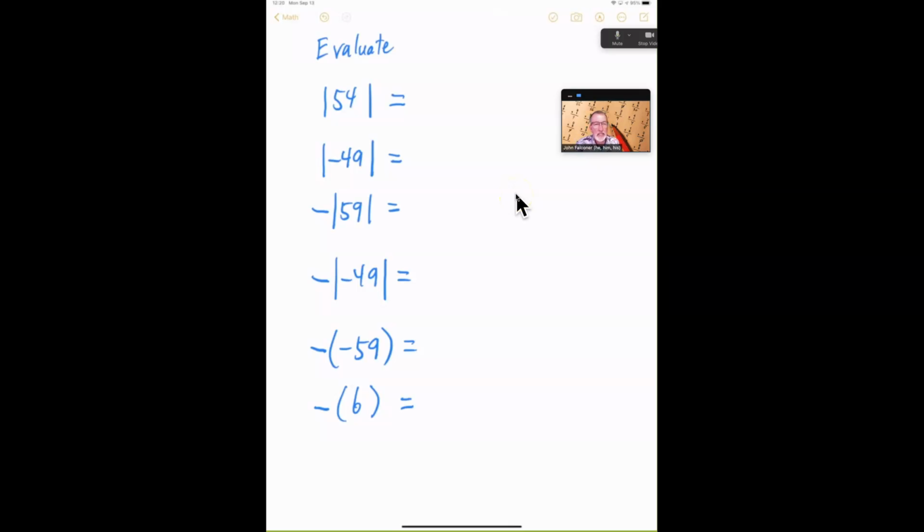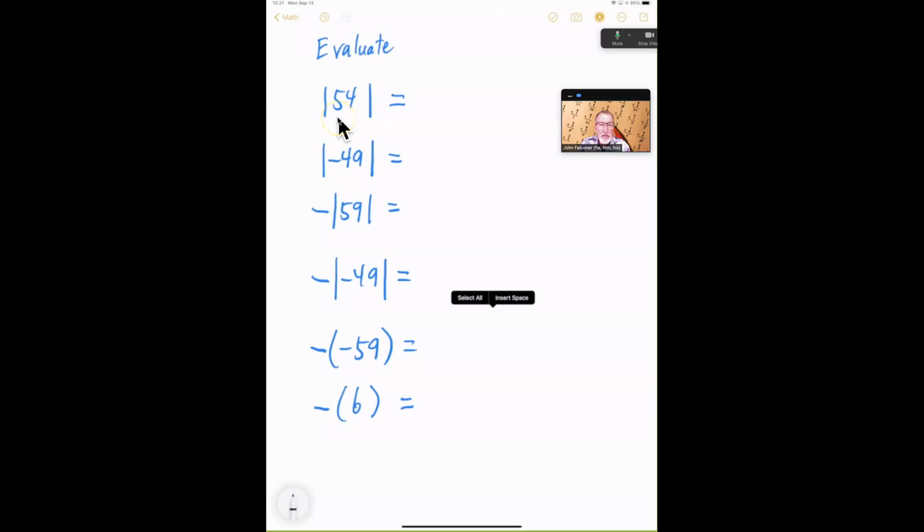So absolute value brackets, anything that comes out of those brackets is going to be positive. And sometimes we tell people to think of this as the distance from 0 to this number. So the distance from 0 to 54 is 54. And the distance from 0 to negative 49 is 49. And if you think about it, distance can never be negative. Distance is always a positive value.